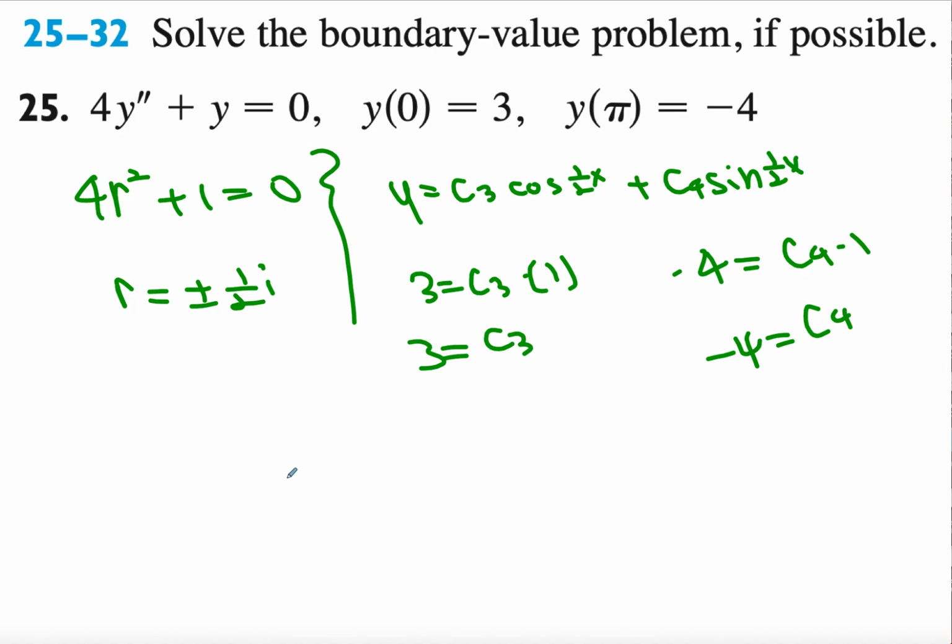Alright, so then what we end up getting is y equals 3 cosine of 1 half x minus 4 sine of 1 half x. So that becomes our final answer.